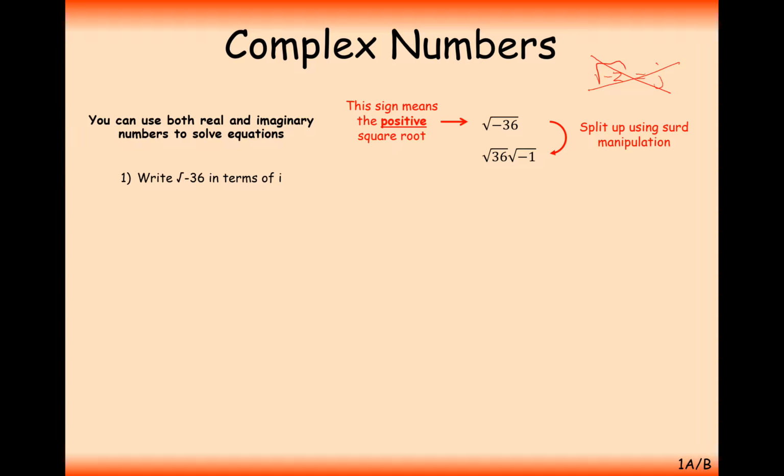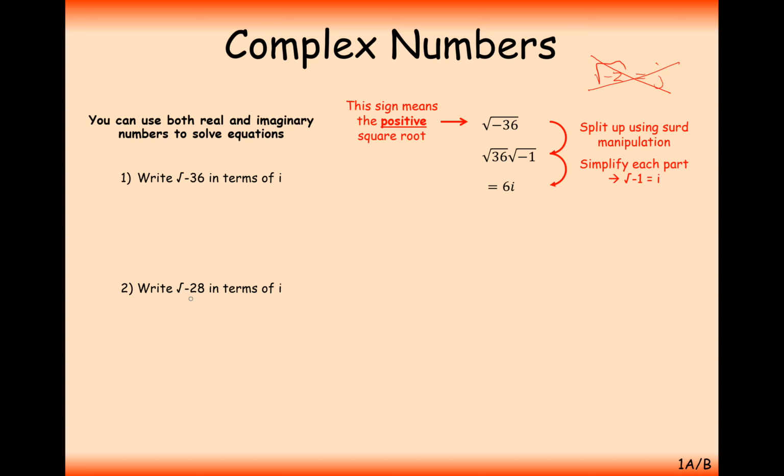We're always going to split it up into a square root of minus 1 times a real surd, a real square root value. And the square root of 36 here gives me 6, so it's going to be 6i. So when you work out the square root of minus 36, it's 6 from the square root of 36 and i from the square root of the minus 1 part.